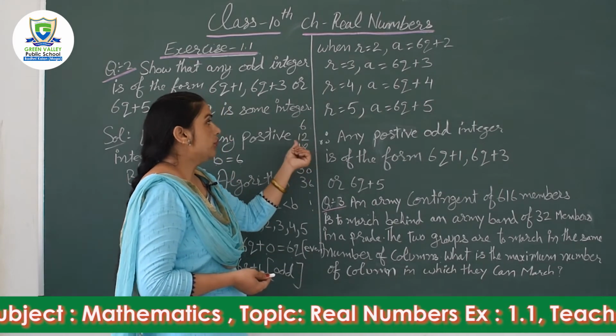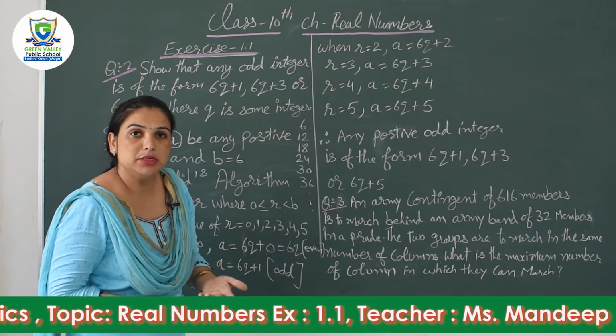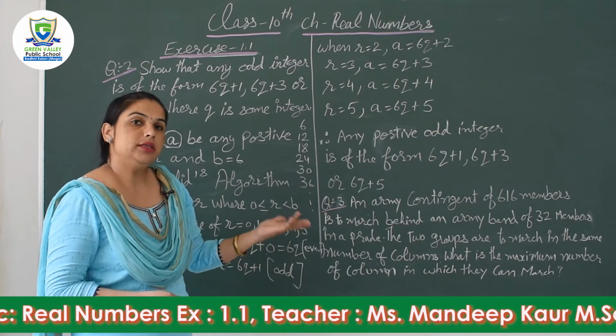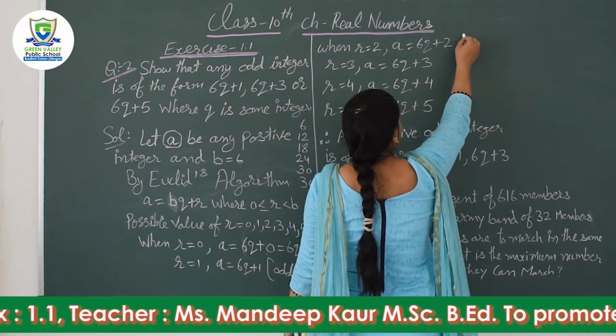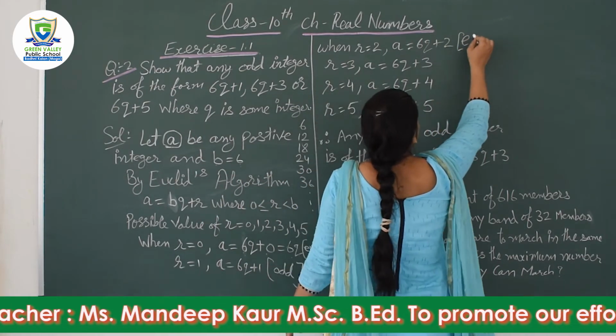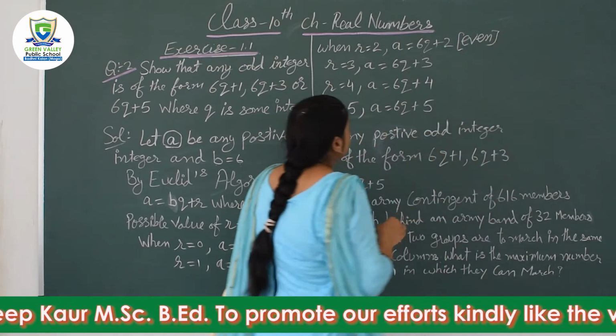In the same way, 12 plus 2, that will be 14, and we know 14 is again a multiple of 2, it means that is also an even number. So if any number comes in the form of 6q plus 2, that will be even.